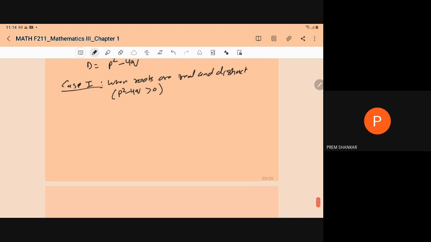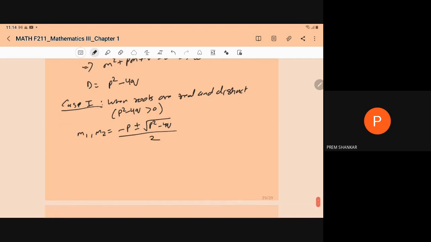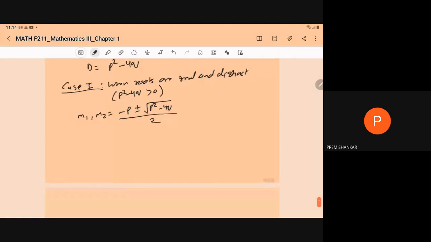So in that case what are the roots? We have the two roots m1, m2. It is minus b plus minus root of b square minus 4ac upon 2a. So minus p plus minus root of p square minus 4q upon 2. So that is the root. Now here we have the two roots, m1 and m2, which are minus p plus minus root of p square minus 4q upon 2.